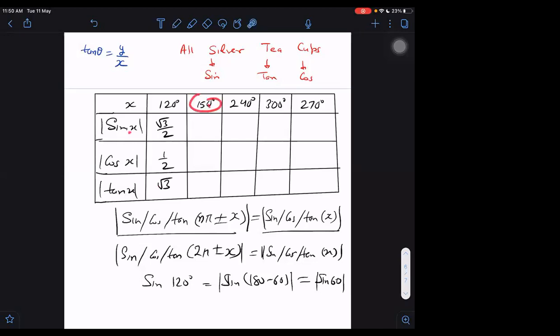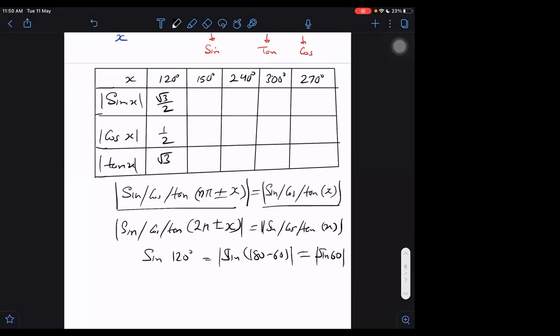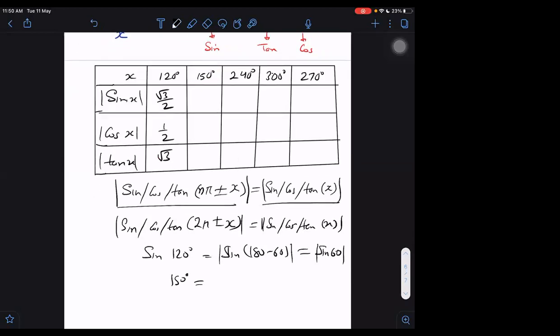Tell me, what is sine 150? 1 by 2. 150 degrees is equal to 180 minus 30. Therefore, sine 180 minus 30, sine 30, 1 by 2. Cos 30, root 3 by 2. Tan 30, 1 by root 3.